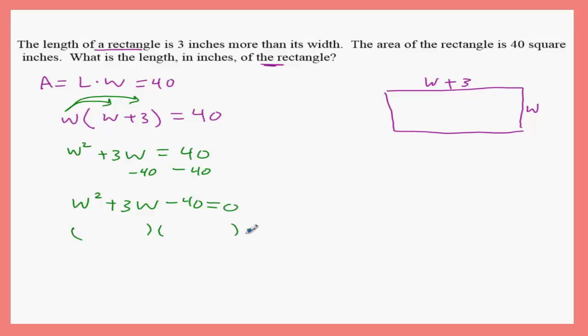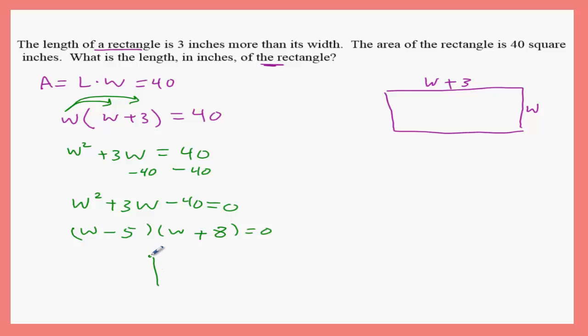Factor this one. Two numbers, you multiply them, you get negative 40. You add them, you get 3. W, W. 40: 4 times 10, no. 8 times 5, yes. So that is positive 8 times negative 5. Let's try that. Negative 5 times 8 is negative 40. Negative 5 plus 8 is positive 3.